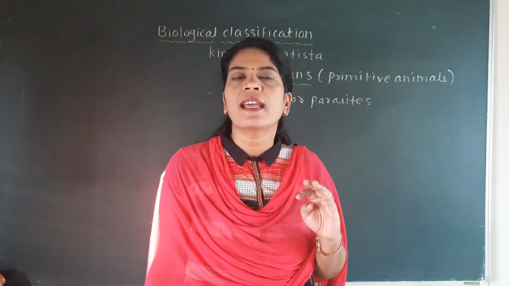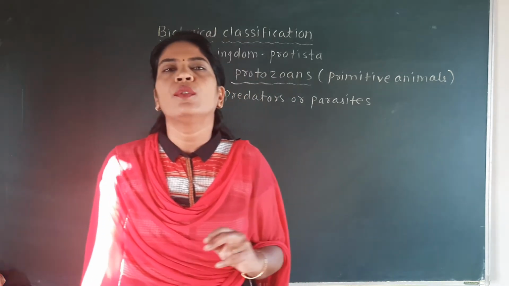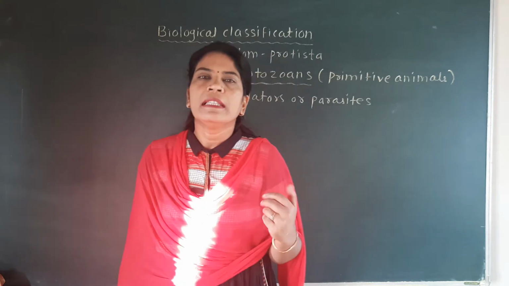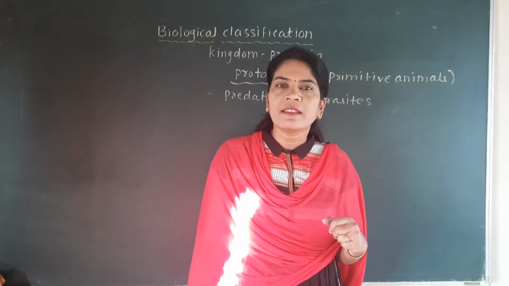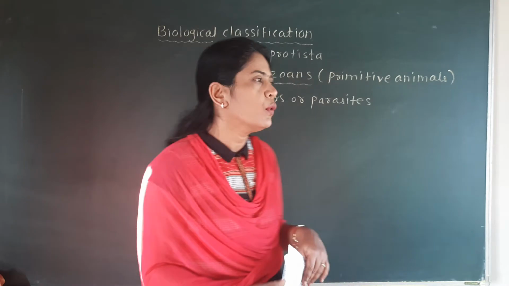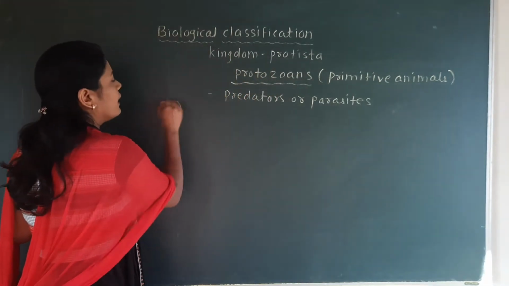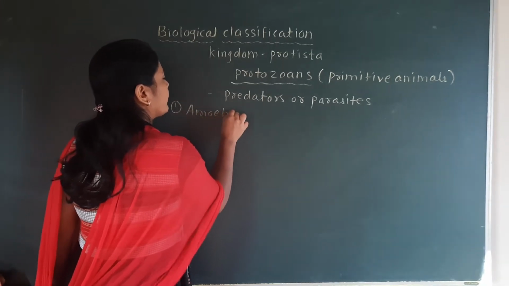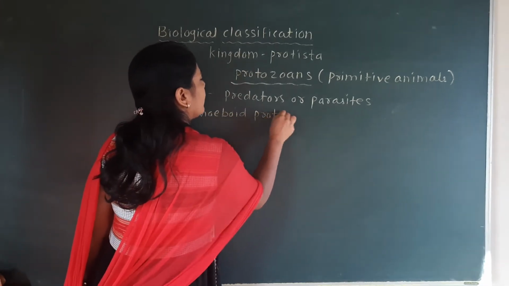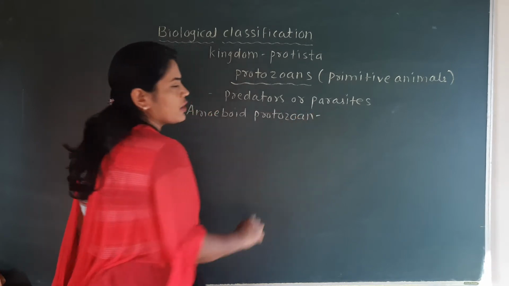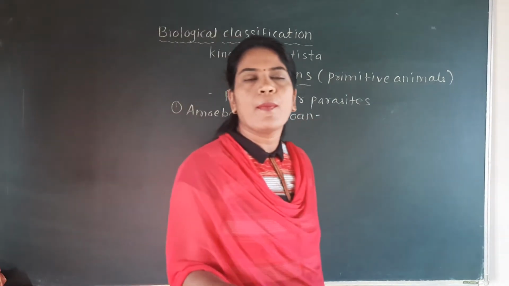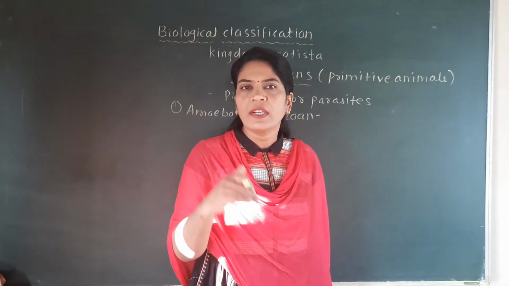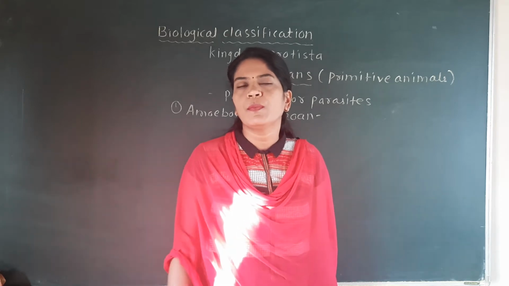These protozoans are again divided into four groups: the amoeboid protozoan, the flagellated protozoan, the ciliated protozoan, and the last one, the sporozoan. The first type is called the amoeboid protozoan. In the last lecture we wrote these four names, and we will discuss the types of protozoan one by one.